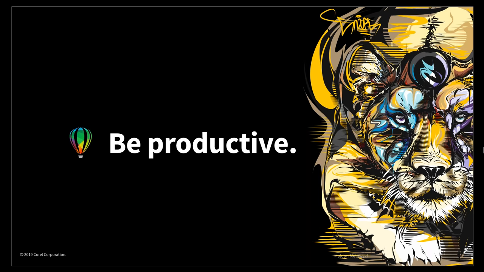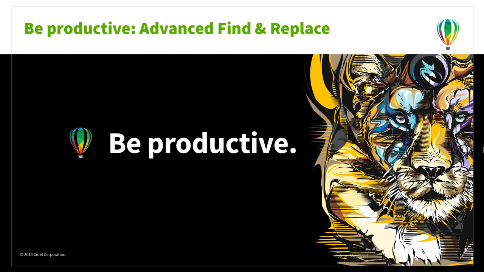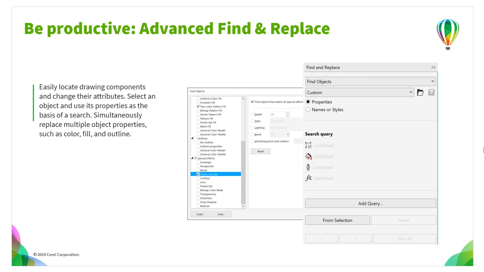Time is money, and when the productivity of CorelDRAW enables you to get more jobs done every week, the software pays for itself in no time. So here's how CorelDRAW Graphics Suite 2019 helps to increase your productivity. The new version provides an exceptional new find and replace capability, which will save users a great deal of time, particularly when working with complex designs with thousands of design elements. Users can easily locate drawing components and change their attributes on the fly.